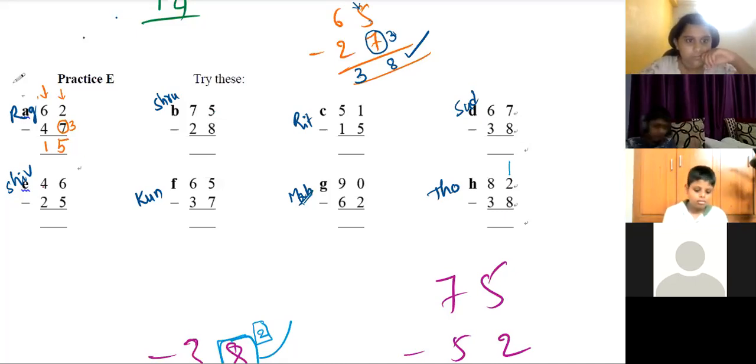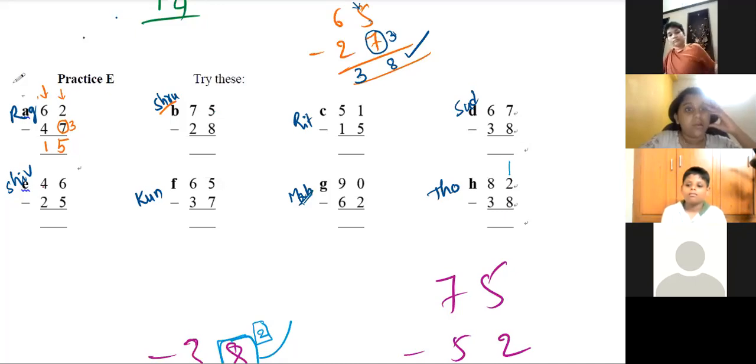Meanwhile, we'll go to Srishti. Sir, 7 minus 2 is 5, but the next number is a mismatch.